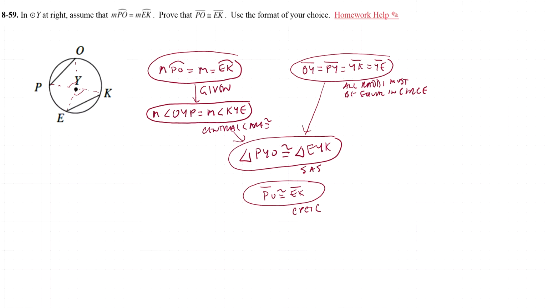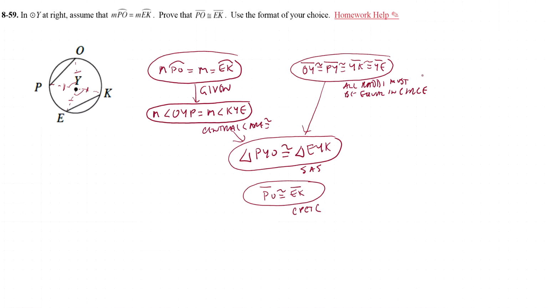And then I had to identify that these sides here are all equal. And I know they're all going to be equal because they're all the radii in the circle. So segment OY is equal to, actually I should make that a congruent sign to be more correct. So segment OY is congruent to segment PY is congruent to segment YK is congruent to segment YE. And that's because all radii must be equal in a circle.